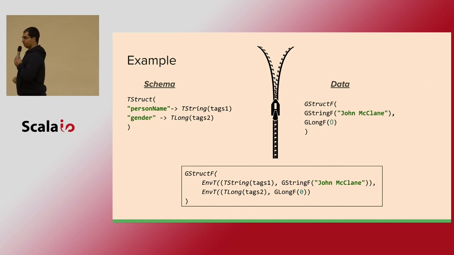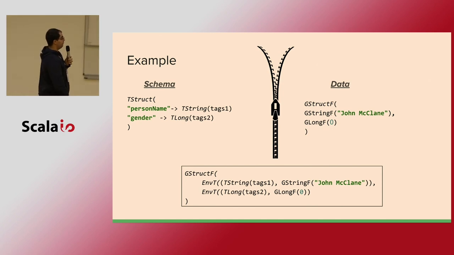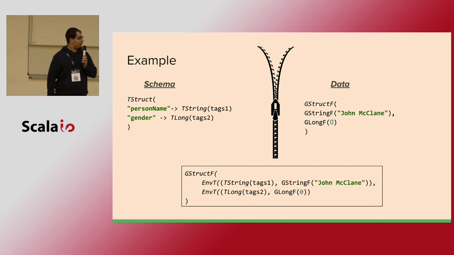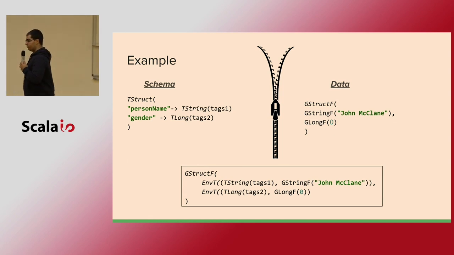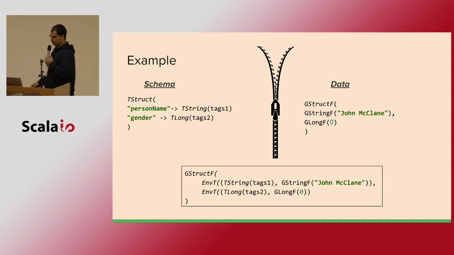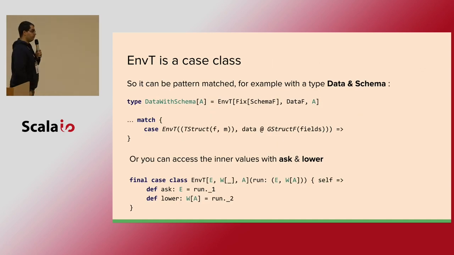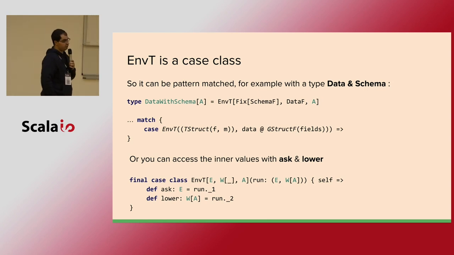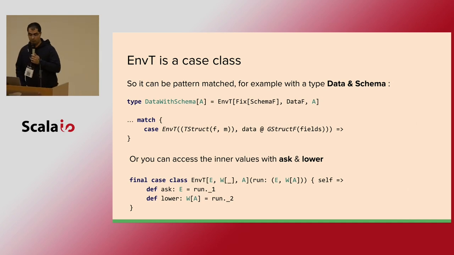I need to be able to zip those and get, in the end, my half T with, on the left-hand side, the string with the schema, and on the right-hand side, the data. This is going to be my goal. How to do that? Well, with Matryoshka, we will be using the FT, but luckily the FT is a case class. So I have two ways of handling that. I can pattern match it and extract the necessary components, or I can use two helper functions that are defined on the FT, one to get the label, the E, and one to get the lower functor.